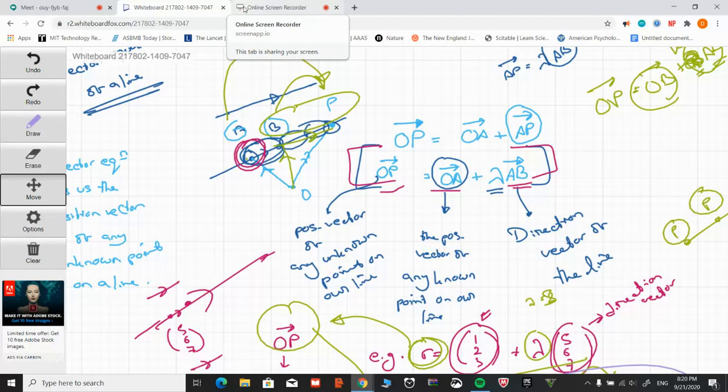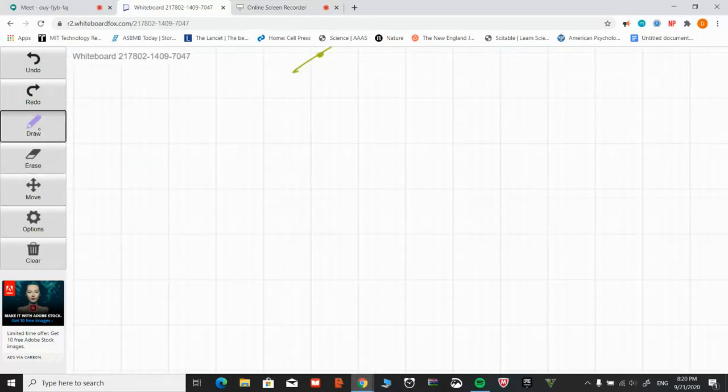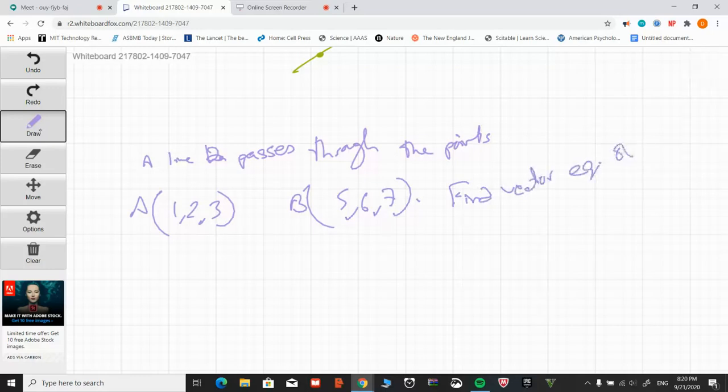আচ্ছা, so let's take a look at an example. Suppose I give you যে a line passes through the points A, যেটা কোঅর্ডিনেটস হচ্ছে 1 2 3, B যেটা কোঅর্ডিনেটস হচ্ছে 5 6 7, and I ask you to find the vector equation of তোমার হচ্ছে গিয়ে the line, ঠিক আছে?